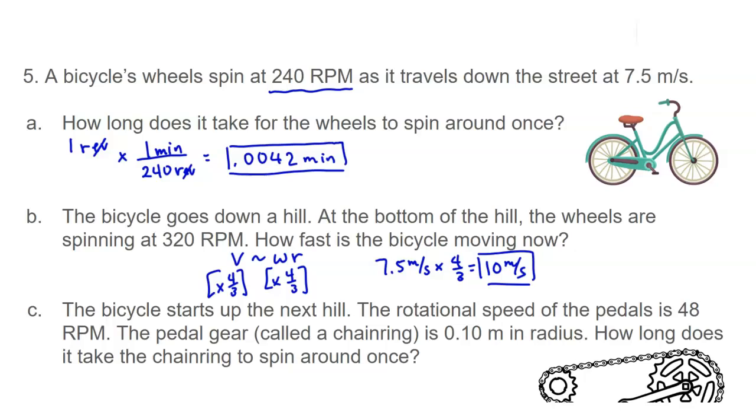All right, part C. The bicycle starts up the next hill. The rotational speed of the pedals is 48 RPM. The pedal gear is 0.1 meter in radius. How long does it take the chain ring, the pedal gear, to spin around once? So we're going to start with 1 revolution because we're looking for the time to go around 1 revolution. And we know the RPM, 48, so we put 48 revolutions on the bottom because I want to cancel out the revolutions, and I have 1 minute on the top. And then the revolutions cancel out, which gives me 1 divided by 48, which is 0.021 minutes.